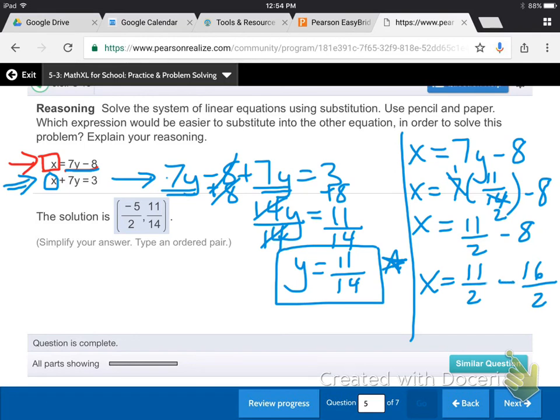So there we have it. 11 take away 16 is negative 5 over 2. So this is the x value, and the y value we already solved for. That's why you see the answer right here: negative 5 over 2, comma 11 over 14.